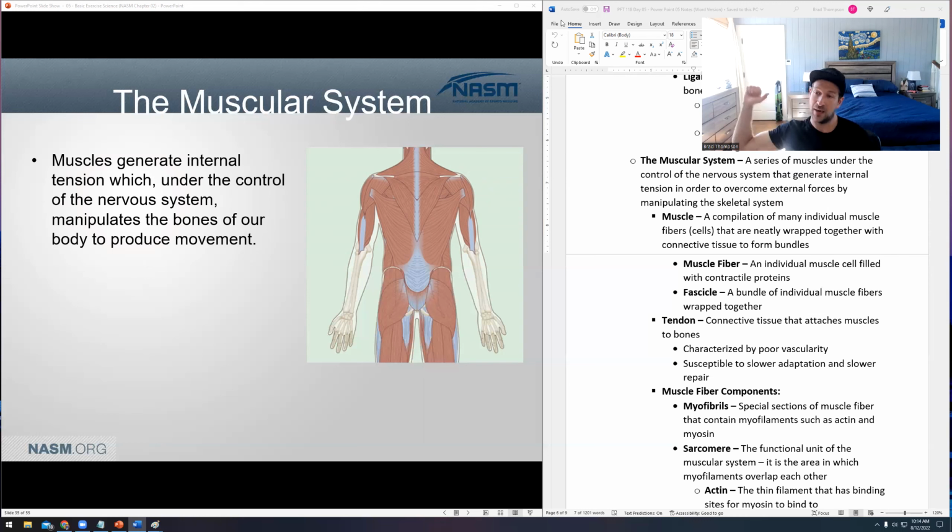So if I've got a 10-pound dumbbell in my hand and I generate 11 pounds of tension in my shoulder, I can raise that against gravity. But if I generate 9 pounds of tension in the shoulder, gravity is going to win and lower the arm, right? And that's how our muscular system operates. It's a series of these muscles generating a certain amount of tension to move things around.